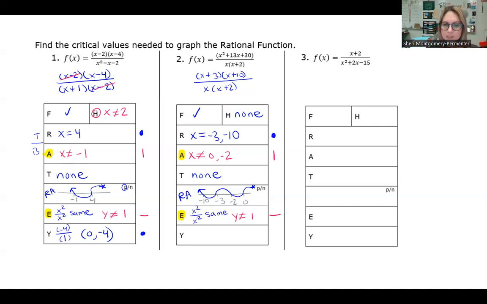For your y-intercept, you're going to plug in 0 for x. So when you plug in 0, you end up with 3 times 10 on the top, and then 0 times 2 on the bottom. Three times 10 is 30, and 0 times 2 is 0. What happens when you divide by 0? It's undefined. So if it's undefined, that means that there is no y-intercept. There isn't one.